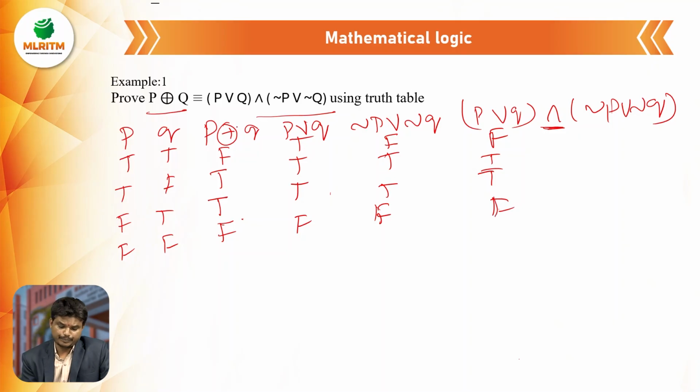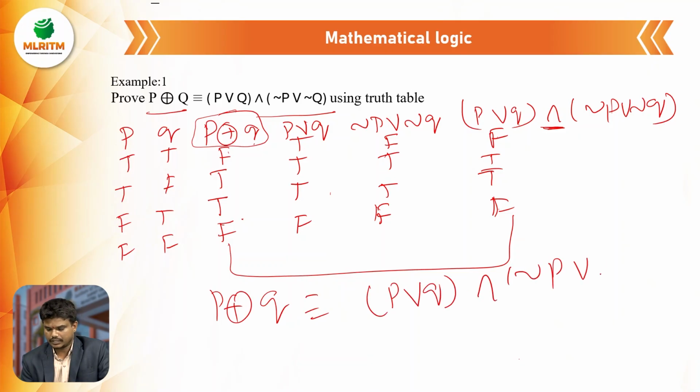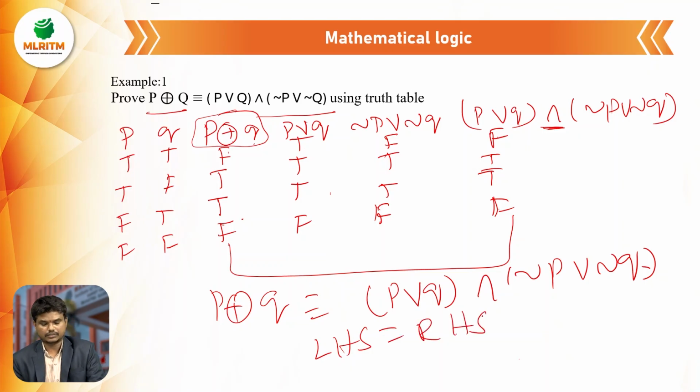So here P exclusive or Q. We observe that P exclusive or Q and P or Q and negation P or negation Q are both logically equivalent: false, true, true, false. So we say that P exclusive or Q equivalence P or Q and negation P or negation Q. So we prove that LHS equals to RHS. So simply we can understand this.